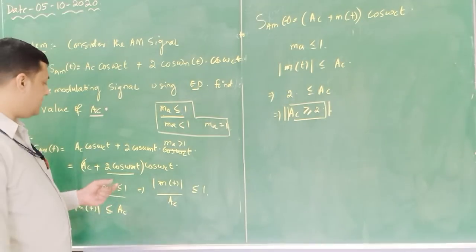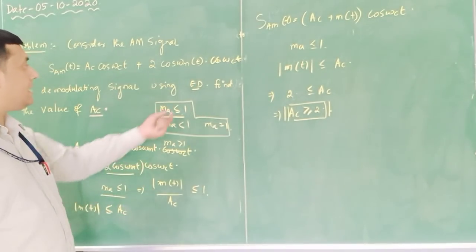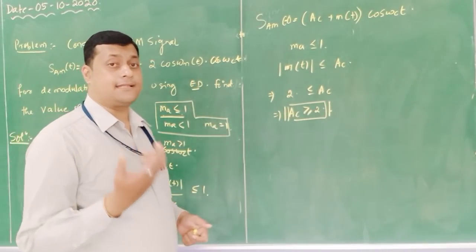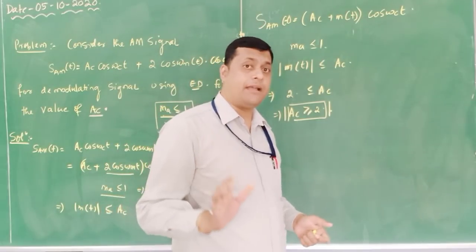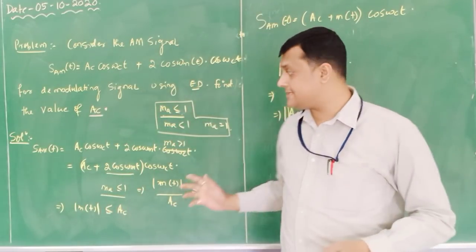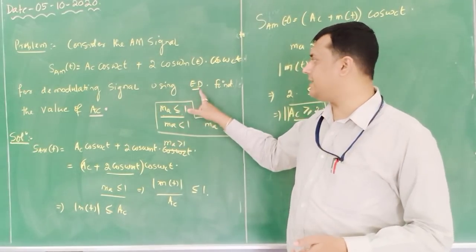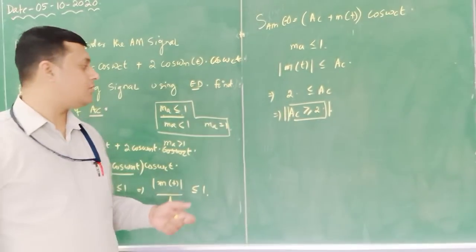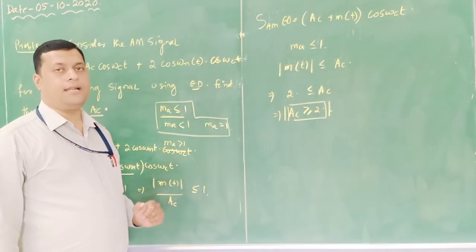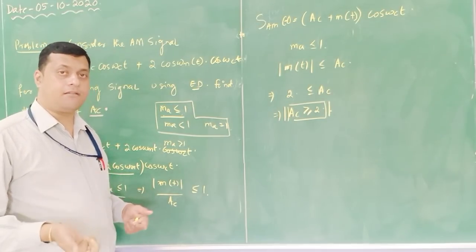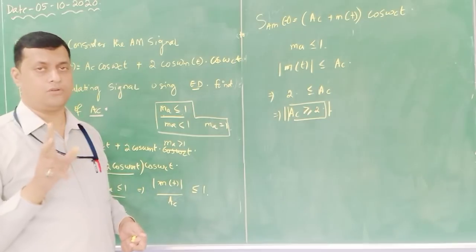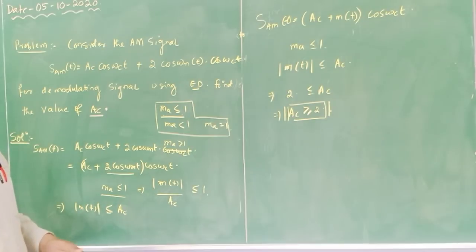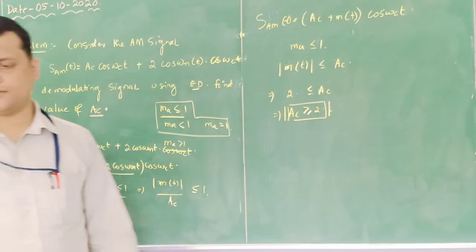Now why have I chosen MA less than or equal to 1? The keyword is envelope detector. The envelope detector works for extracting the modulating signal in an easy manner if the modulation index is less than or equal to 1. Okay, this is the key point. With the help of this key point, I have used MA less than or equal to 1, through which I have formed a relation that the amplitude of the carrier component must be greater than or equal to 2. So this is one example through which you can understand the principle of envelope detection.